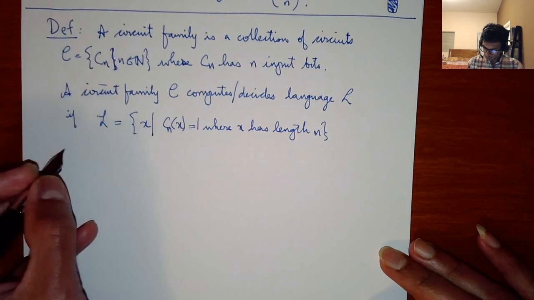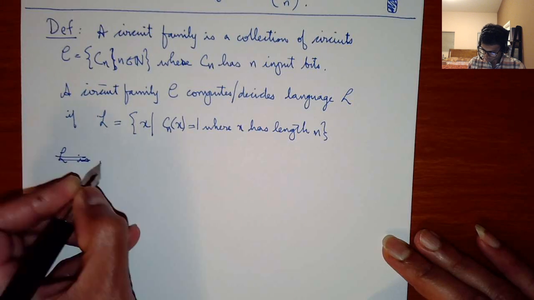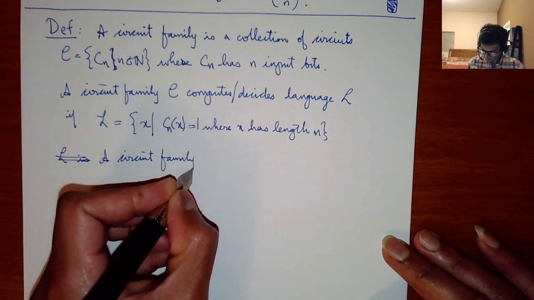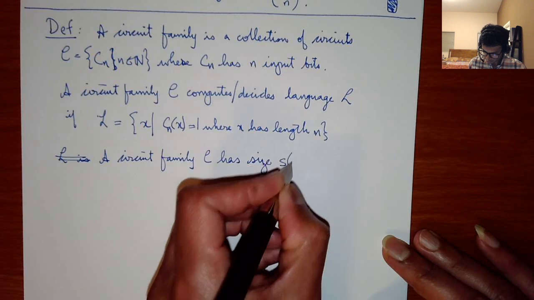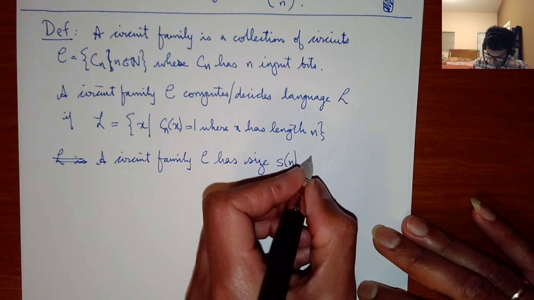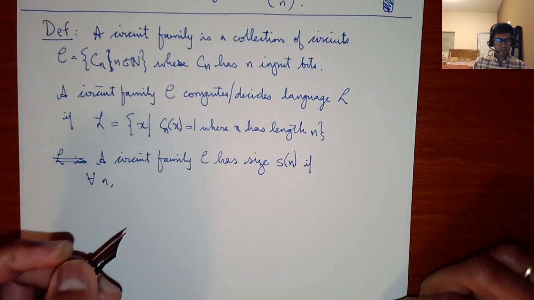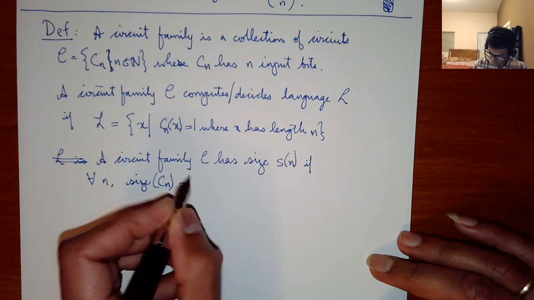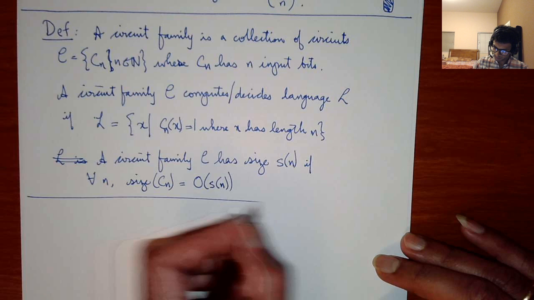And furthermore, we'll say that a circuit family C has size S(n), as a function, if for all n, the size of C_n is O of S(n). These are the basic definitions.